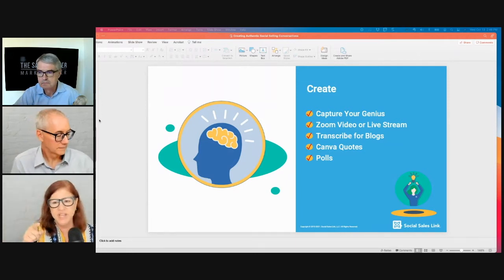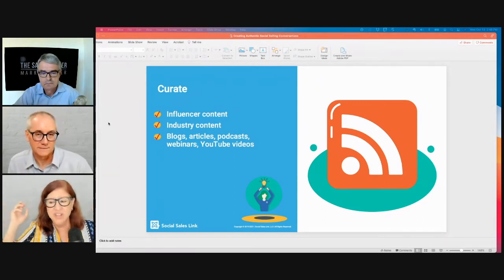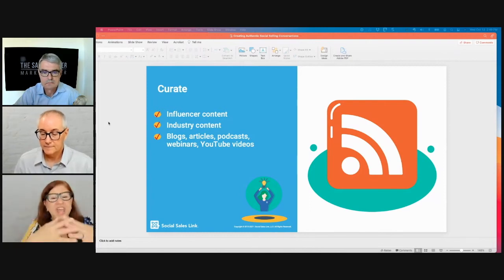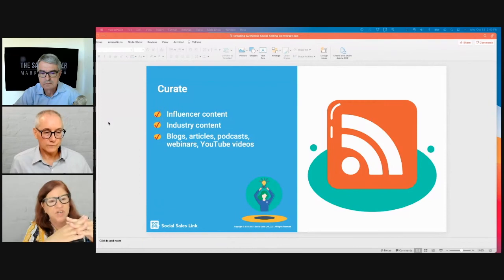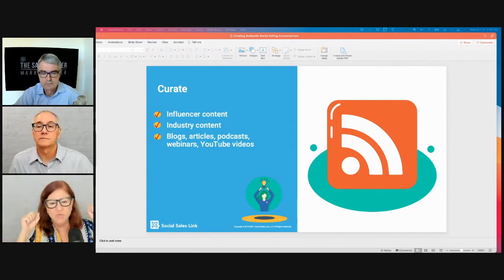The next one is curate. Find great content. Find those influencers, those magnets that are sharing content. Find the online publications, Forbes, HubSpot, wherever. Find great content and curate it. But remember, not content you care about, but content your prospects care about, or the intersection of the two. It obviously has to somehow lead back to you and your solution and your thought leadership, but really important.